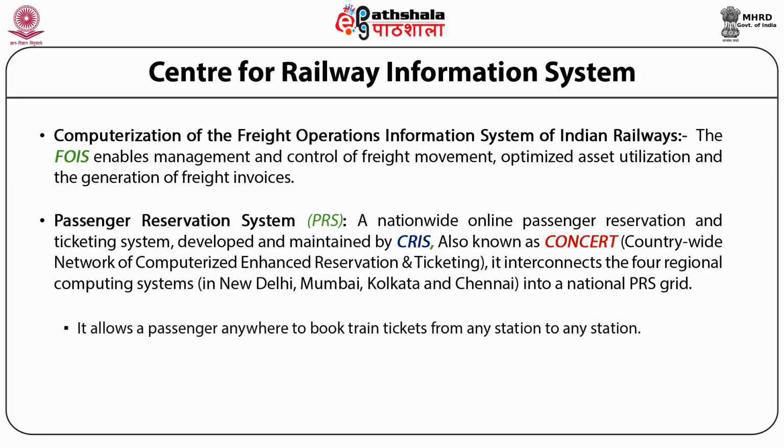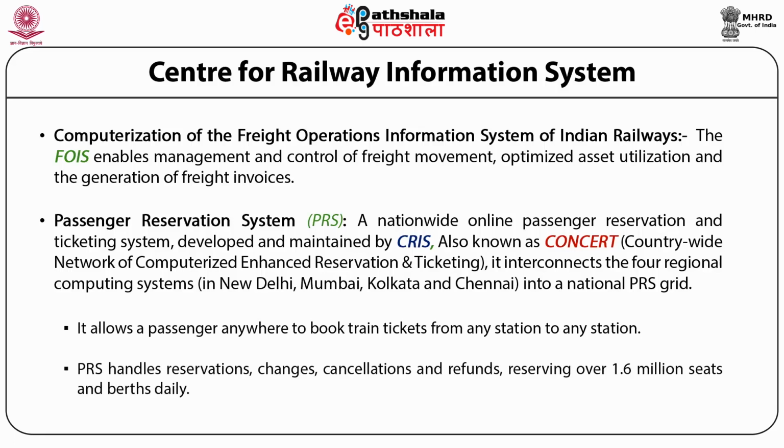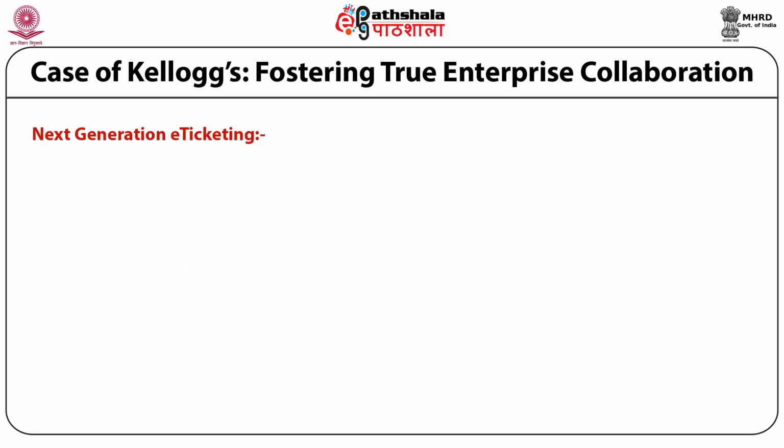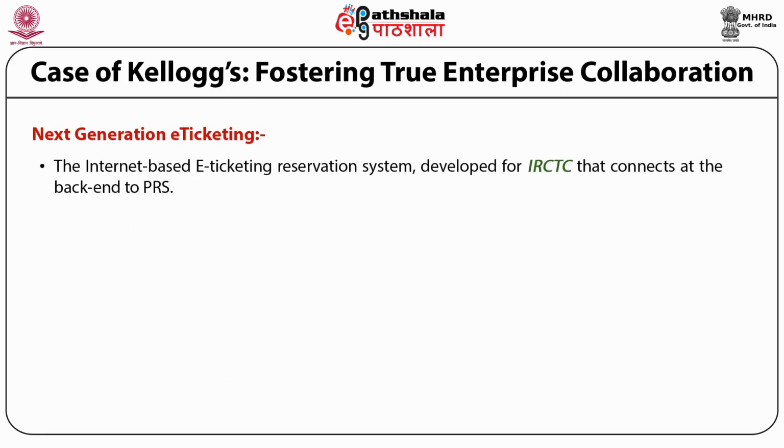It allows a passenger anywhere to book train tickets from any station to any station. PRS handles reservations, changes, cancellations, and refunds, reserving over 1.6 million seats and berths daily. Then there is the next generation e-ticketing, the internet-based e-ticketing reservation system developed for IRCTC that connects to the backend of PRS. The computerization of India's railways unreserved ticketing system.